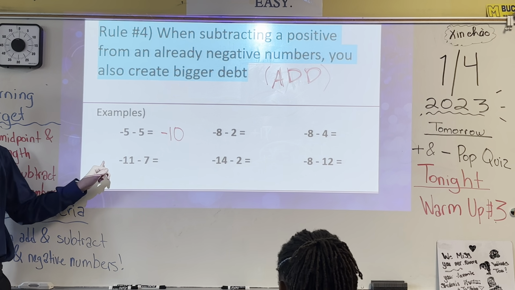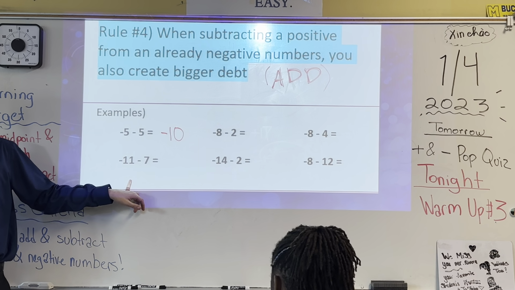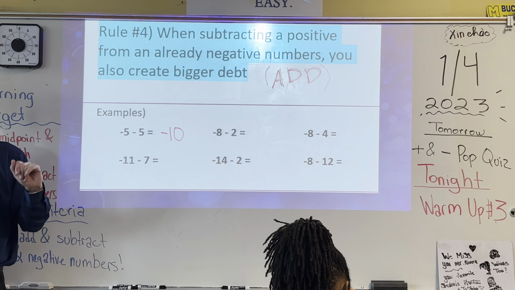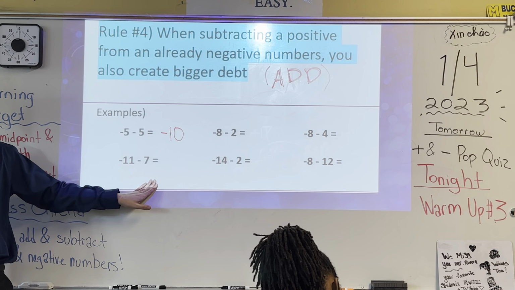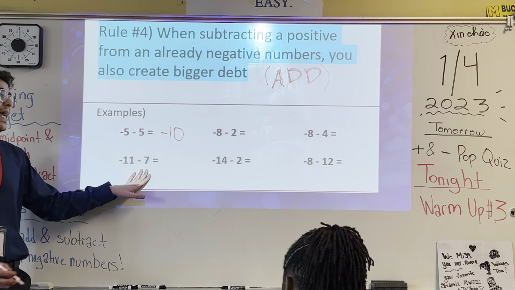is negative 10. You owe Sabrina $11. You go out to eat with your friend, Adam, he buys your meal, you have to pay him back. Now you're about to owe your friends $7 more. How much do you owe your friends in total? 18.